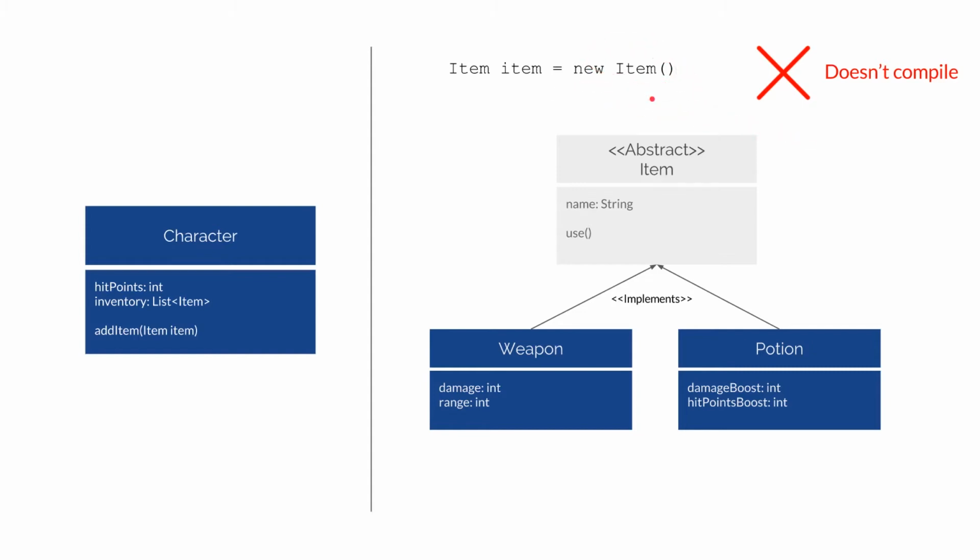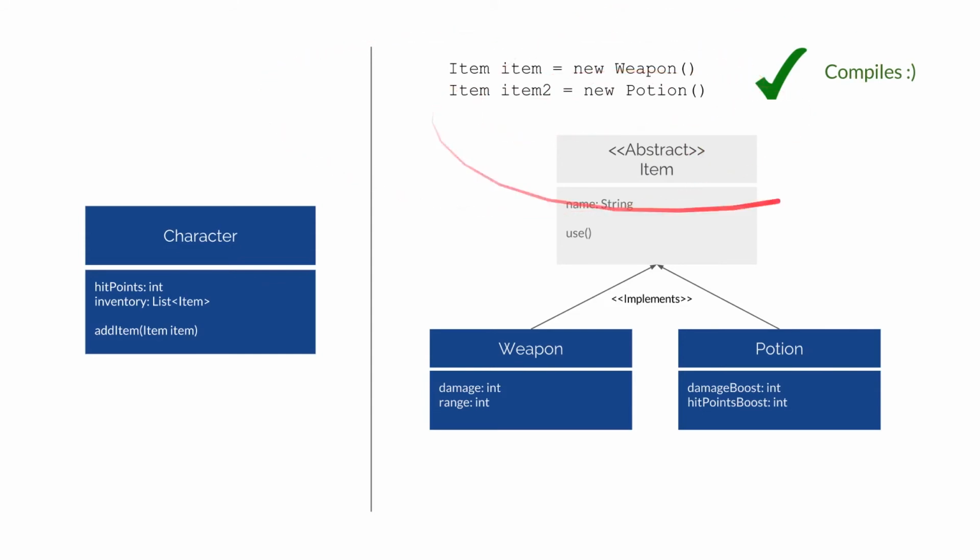In most typed languages like Java, it's not going to compile. And in a lot of cases we don't want it to compile because it doesn't make sense to instantiate a new item. That doesn't mean anything. Item is just a concept. We want it to be something, a weapon, potion, whatever. And so we're forced to instantiate either a weapon or a potion.